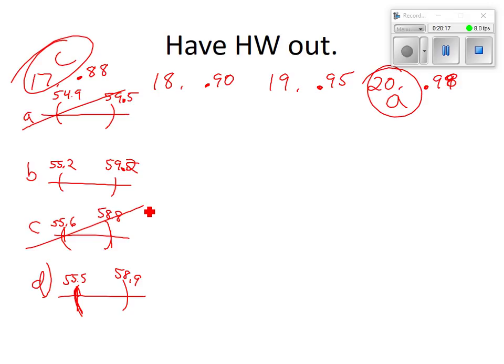Now for 19. 19 is which one? B. Is that what you said? Why does Malachi think 19 is B? Bigger. It's bigger than that interval, right? So that's B. And what's that leave for this one? D.